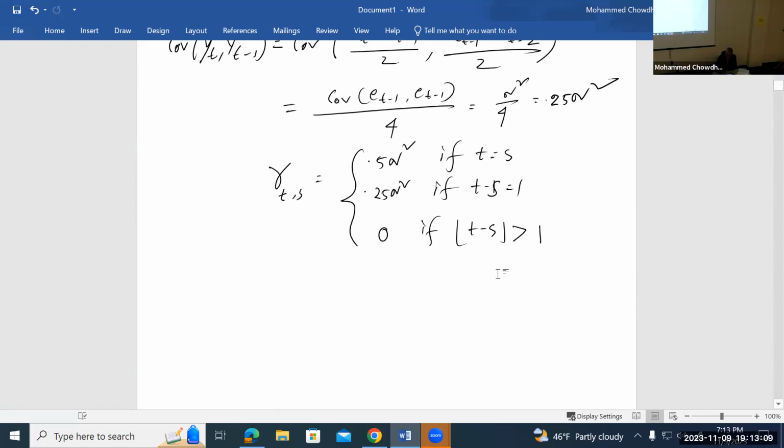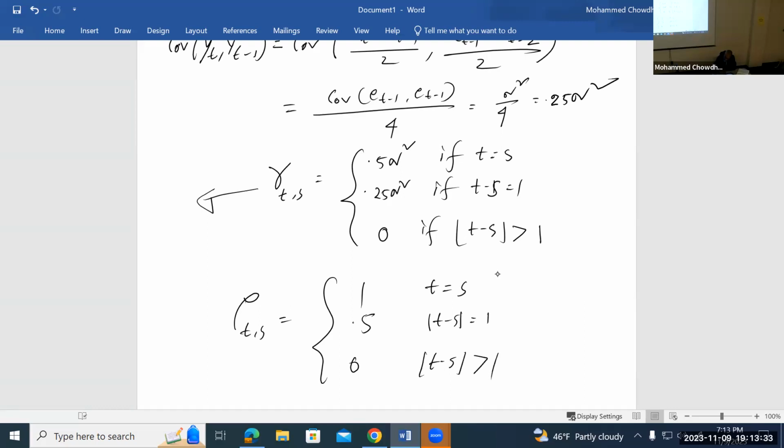So now these covariance function and variance function, if we put them together, we get a correlation coefficient function: 1, 0.5, and 0 under these conditions: t equal to s, t minus s equal to 1, and t minus s greater than 1. So how did I get this? Just by combining this covariance in the numerator, and the denominator is the variance part. If we plug in, we get this. So this is the correlation.